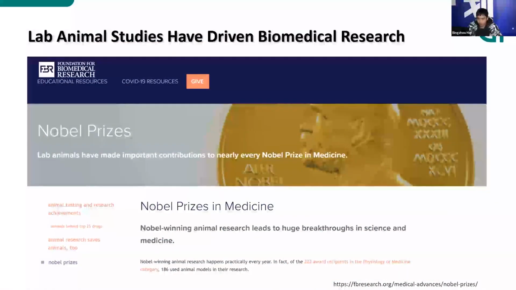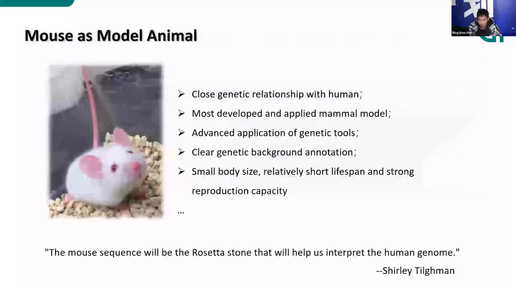So I believe everyone in our audience admits that lab animal studies have really driven our biomedical research improvement, especially in the last century. From genetics to cellular biology to developmental biology, to biomedical research in every aspect. Among all the lab animals we use, I think mice is one of the most important ones, since it has some really good advantages that cannot be easily substituted, like mice has a really close genetic relationship with humans, and it is currently the most developed and applied mammal model.